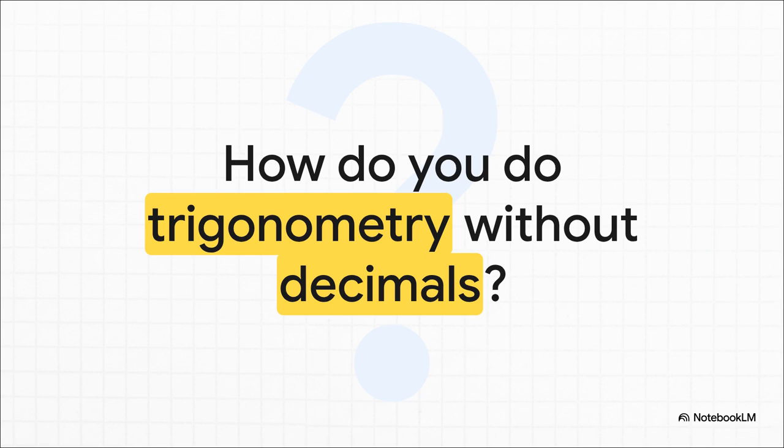I want you to keep this visually striking paradox right in the front of your mind as we go. How do you do trigonometry on a blockchain that can't read decimals, right? It sounds physically impossible. There's no way. And this paradox is basically the impenetrable vault of our heist.